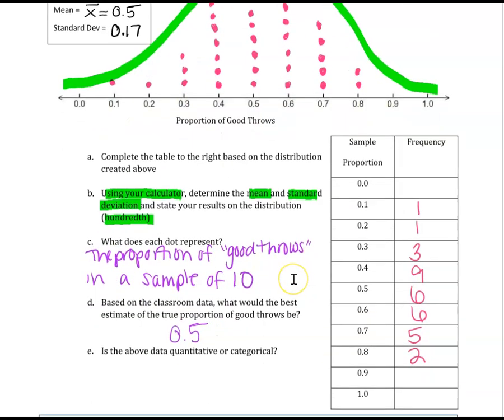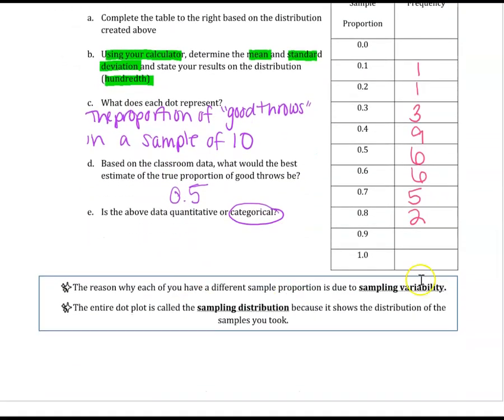Is the above data categorical or quantitative? Because this is success versus fail, you're either a good thrower or you're not, and we're talking about proportions, this is categorical data. So the reason why each of you had different sample proportions, which we generated yesterday, was due to something called sampling variability. And the entire dot plot that we just constructed is called a sampling distribution because it shows the distribution of the samples you took. So it's a kind of tedious process.